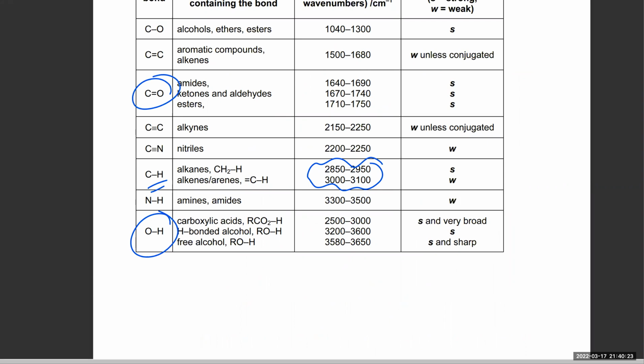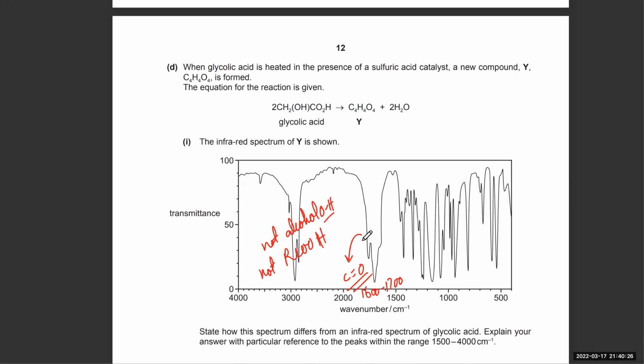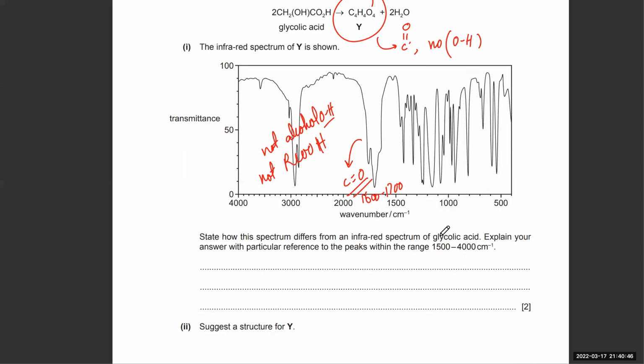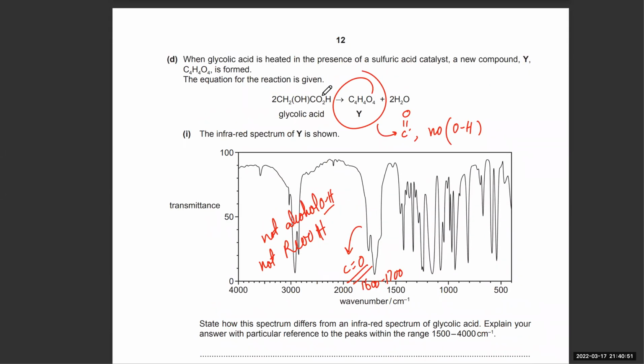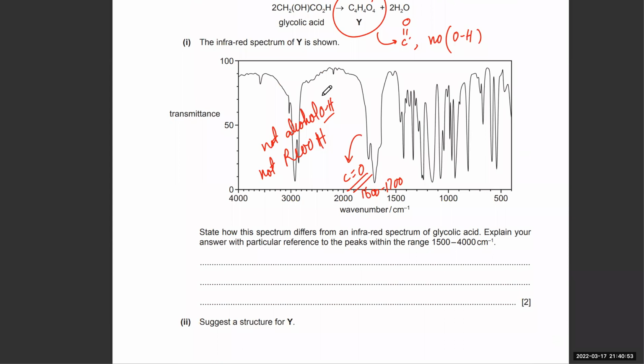So one thing is clear that this molecule over here, I know it's got a C double bond O. That is something I know. And I know that it doesn't have any OH. No carboxylic acid OH, no alcohol OH. None of them are present. So state how the spectrum differs from an infrared spectrum of glycolic acid. So we just have to find the difference. So glycolic acid is going to have a strong and very broad absorption at 3000.